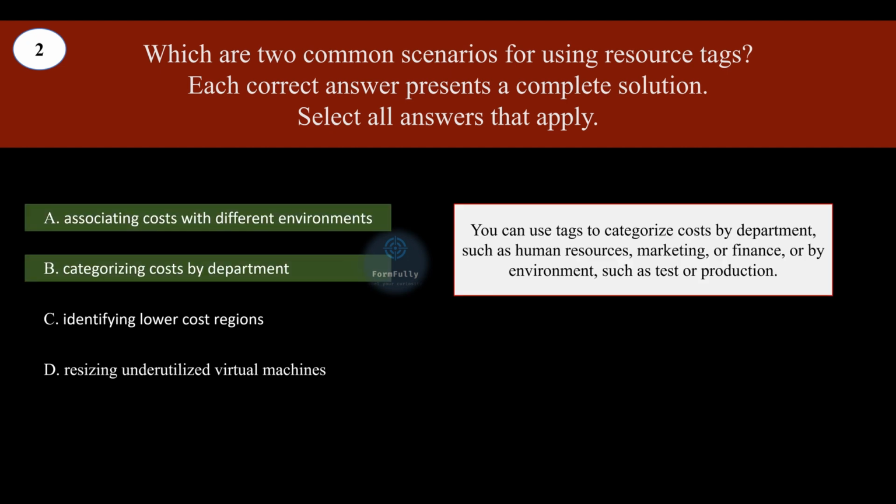You can use tags to categorize cost by department, such as human resource, marketing, or finance, or by environment, such as test or production. Other two options, resizing underutilized virtual machine is a good cost saving measure, and option C, provisioning resource in lower cost region is a good practice, but resource tags do not support them. Topic to visit on Microsoft site is describe cost management in Azure.